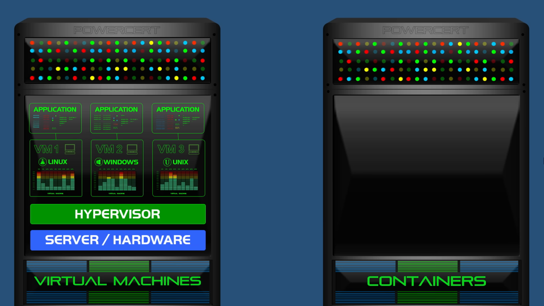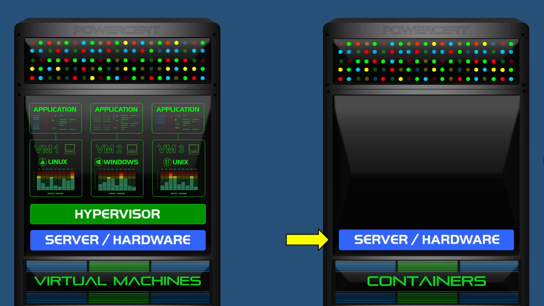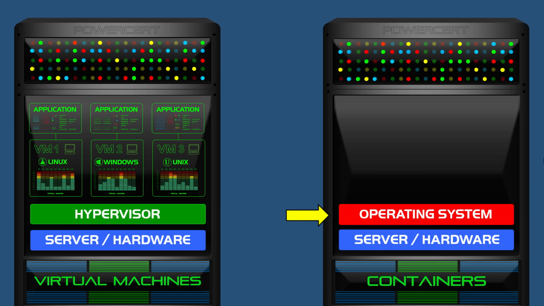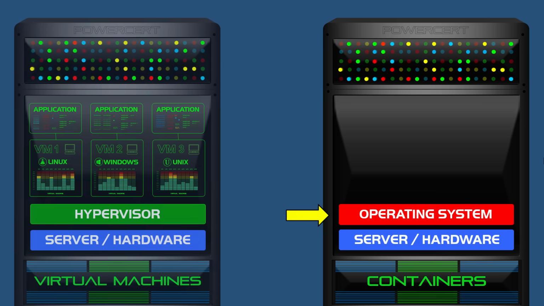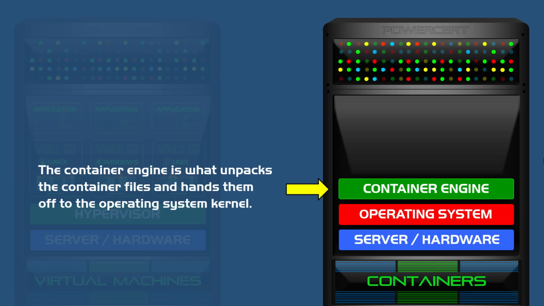So just like VMs, to create containers, you start off with hardware such as a server. And then on top of the hardware is an operating system, such as Linux. Now, instead of a hypervisor, containers will use a container engine. A container engine is what unpacks the container files and then hands them off to the core of the operating system, which is the kernel.